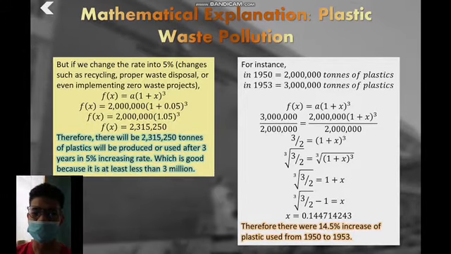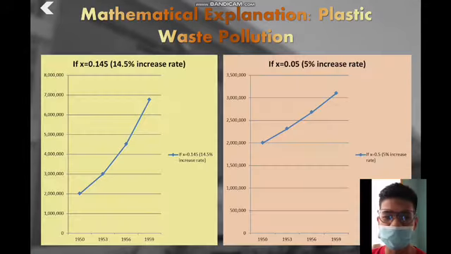Now, if we have a 5% annual increasing rate, using f(x) = a(1 + x)^3, our f(x) will be 2,315,250 plastic tons after 3 years. This is lesser than 3 million, which is good. In this graph, you will see that the higher the increasing rate of plastic usage, the higher the plastic produced or used. So it is good to do recycling, proper waste disposal, or even implementing zero waste projects to have less plastic to produce or use.